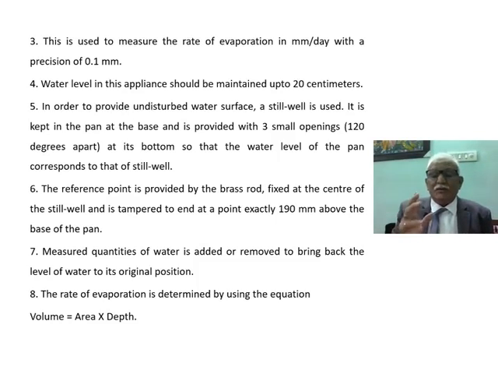If you keep the USWB class A open pan evaporimeter, say today at 8:30, next day at 8:30 you go there. There is a pointer. When you go to the observatory, the water level at the pointer and in the tank is the same. Next day when you go, there is a possibility for the water level to be reduced because evaporation has gone. So measured quantities of water are added or removed.